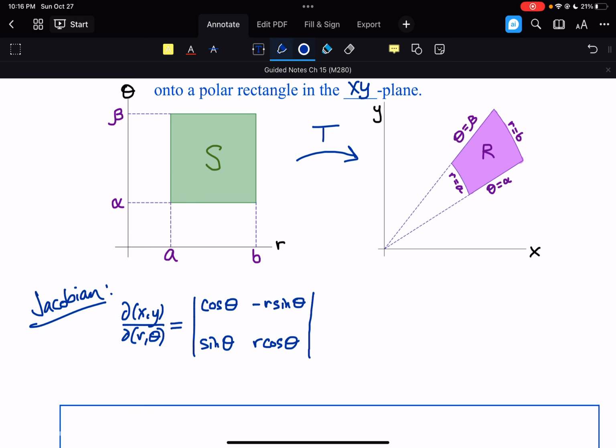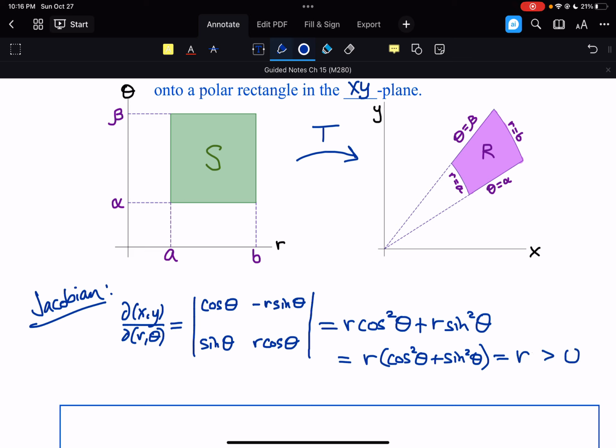So we take the determinant, we get r cosine squared theta minus negative, so plus r sine squared of theta. So that's r times cosine squared plus sine squared of theta, which a trig identity tells us is just 1. So this is just r, which we know will be greater than 0.